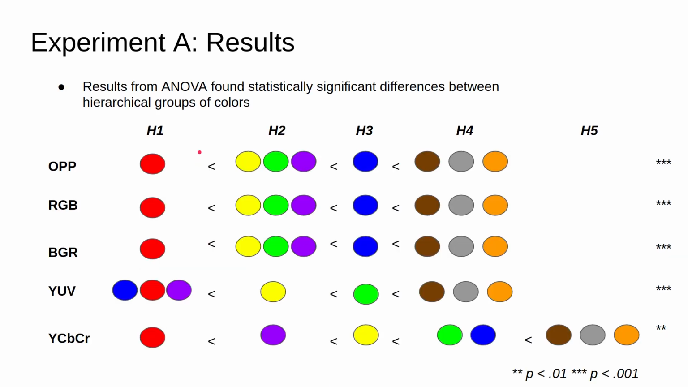And then we use ANOVA to check for statistically significant differences between the learning epoch for the different color categories. This figure here summarizes the results of the experiment as determined by ANOVA. This less than sign here indicates that the colors to the left were learned significantly faster than the colors to the right. And we can see definite similarities between these results and the human color hierarchy, where across all color spaces, red was learned fastest. Colors like yellow, green, and blue were learned in the middle. And then last was brown, gray, and orange across all color spaces.